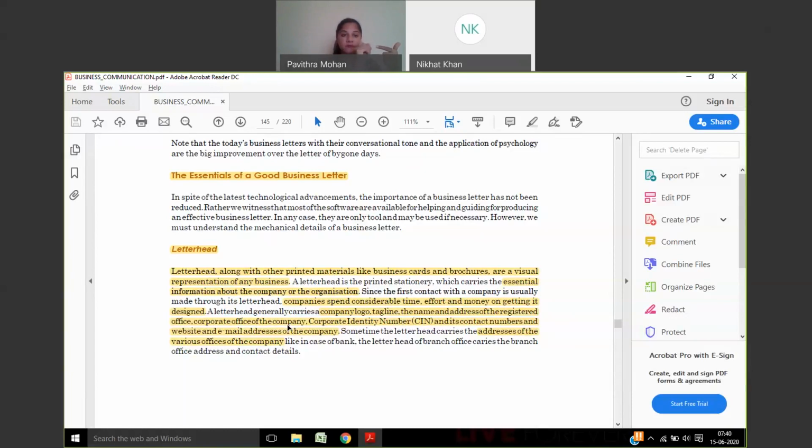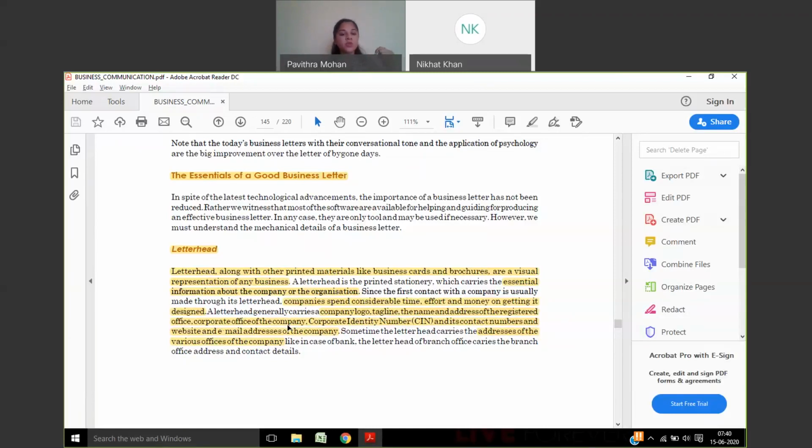They will give branch office 1 address followed by phone number, branch office 2 address and phone number, branch office 3 address and phone number. Maximum they'll give you two or three branches. Generally, when we have one registered office, that needs to be given in the header, and if we have any other corporate offices, we need to give them in the footer.